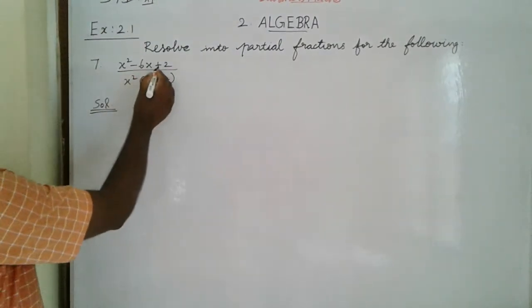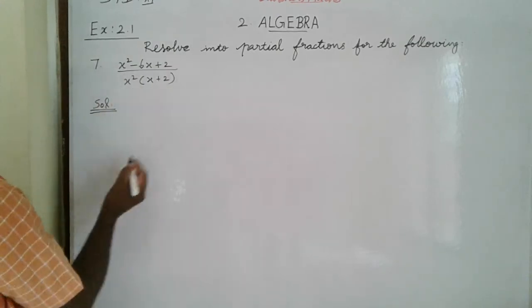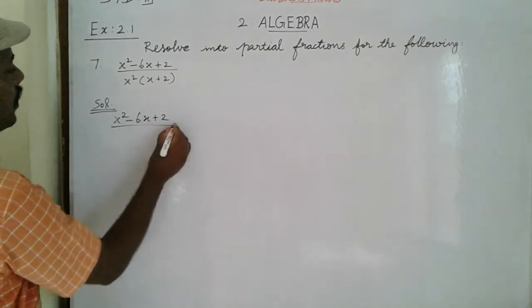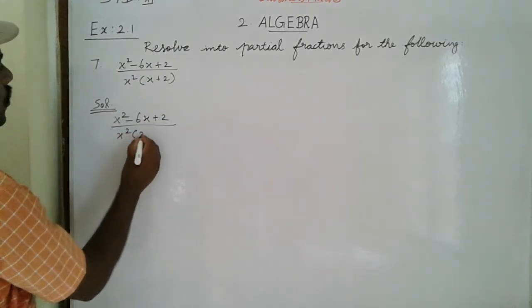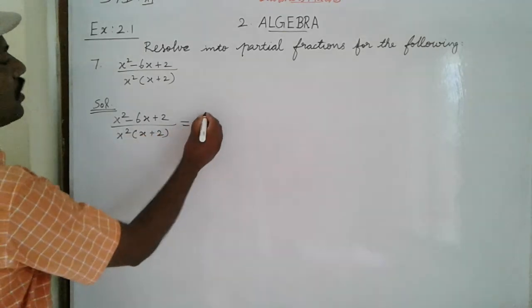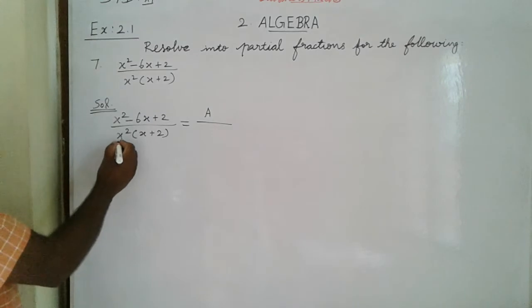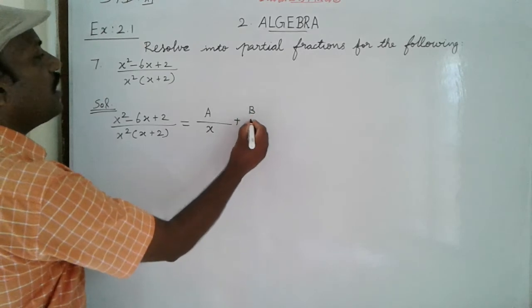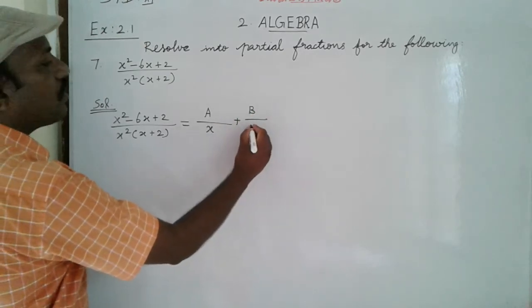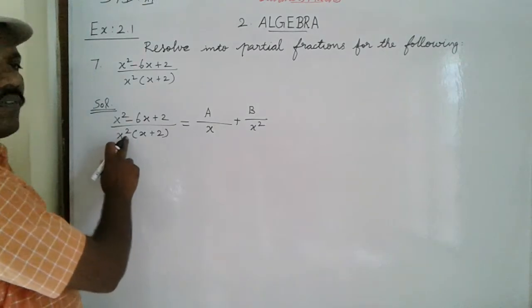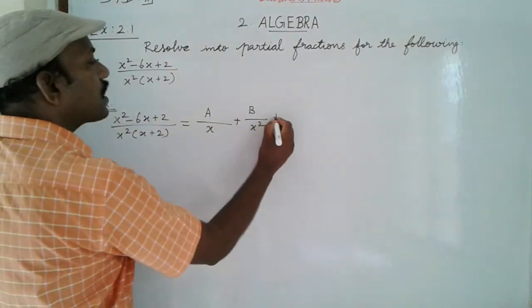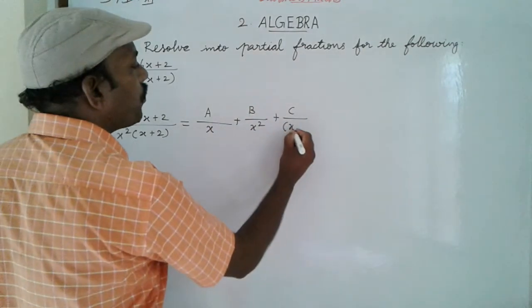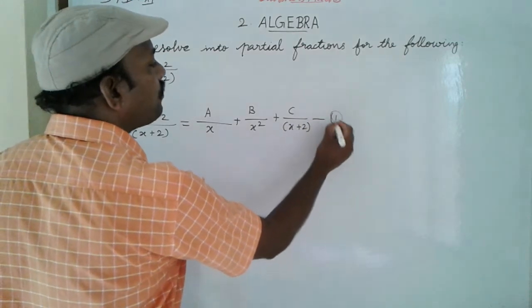Seventh sum: (x² − 6x + 2) divided by x²(x + 2). Solution: we know the formula. x² is a repeated term, so we write a divided by x, plus b divided by x² since the power increases, plus c divided by (x + 2), as the other factor is x + 2. This is equation number 1.